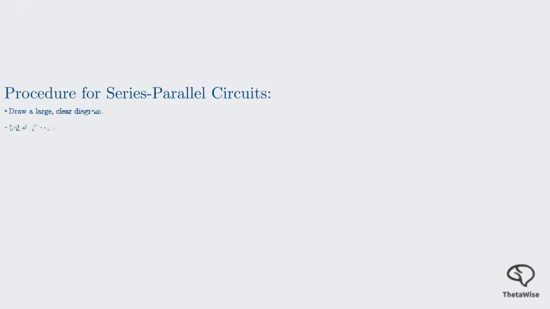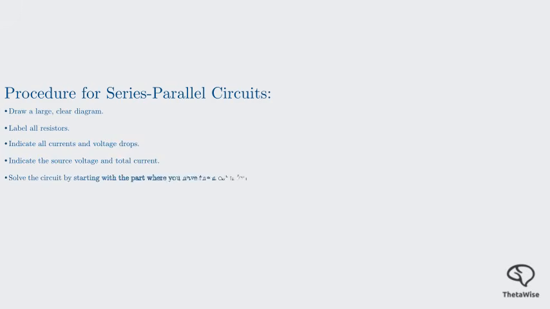There is a systematic procedure you should follow to analyze these circuits. First, always draw a clear diagram. You can't solve it if you can't see it. Second, label all your resistors. Third, indicate all currents and voltage drops with arrows and symbols. Fourth, note the supply voltage and total current. And finally, you solve the circuit by working from the inside out, or, more generally, by starting where you have the most information. A common strategy is to simplify the parallel sections into single equivalent resistors, making the whole circuit look like a simple series circuit.